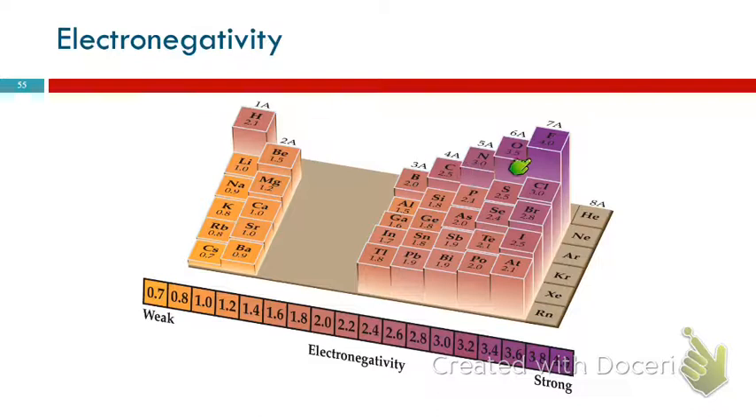So as you go across a period, electronegativity increases. As you go down a group, electronegativity tends to decrease. So pretty much, the closer to fluorine it is, the more electronegative.